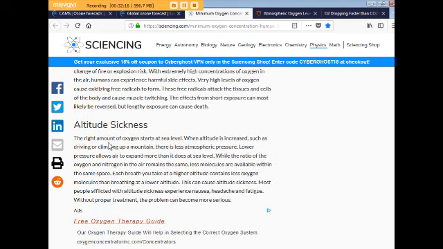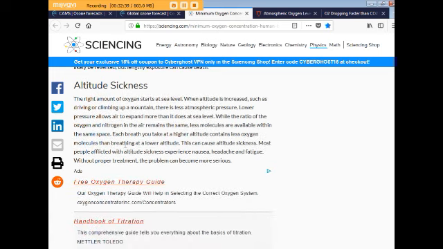Then altitude sickness. The right amount of oxygen starts at sea level. When altitude is increased, such as driving or climbing up a mountain, there is less atmospheric pressure. Lower pressure allows air to expand more than it does at sea level. While the ratio of oxygen and nitrogen in the air remains the same, fewer molecules are available within the same space. Each breath you take at a higher altitude contains fewer oxygen molecules than breathing at a lower altitude.